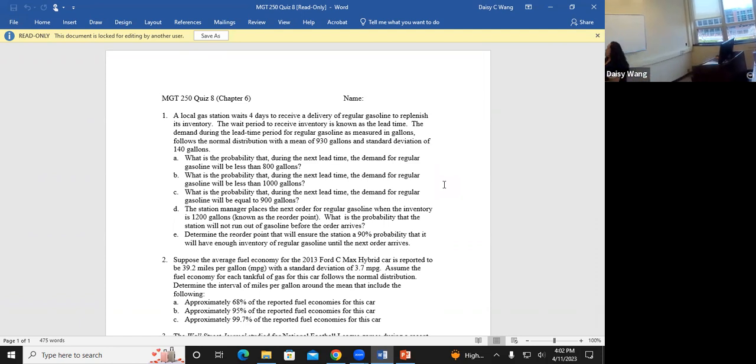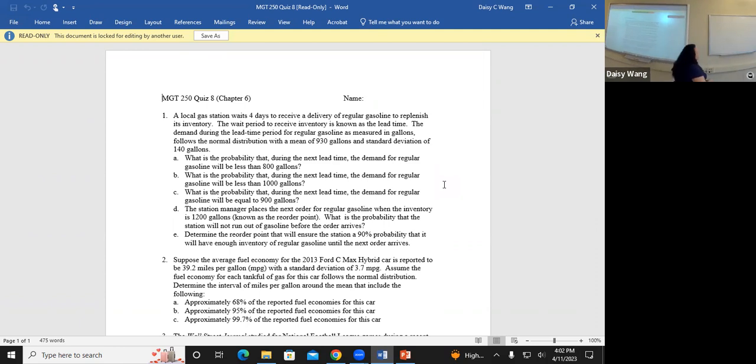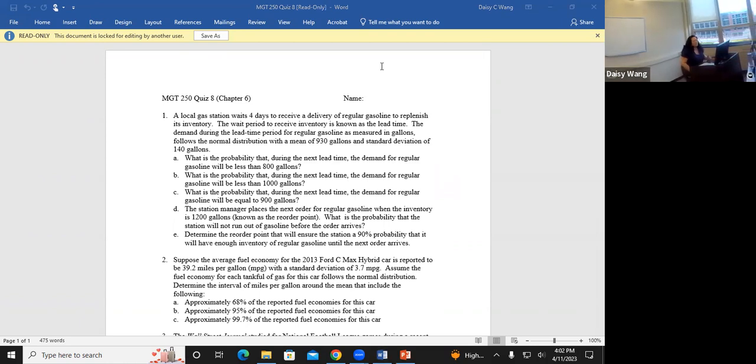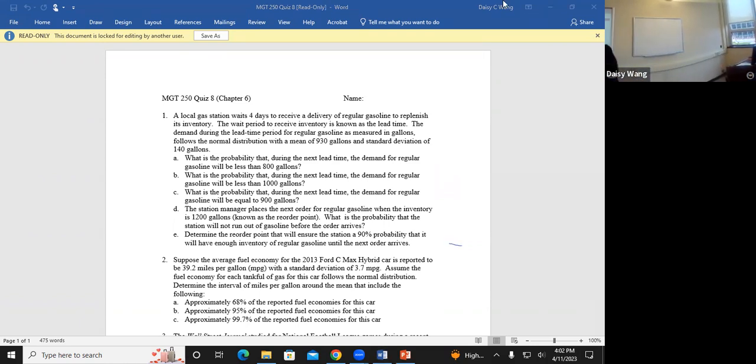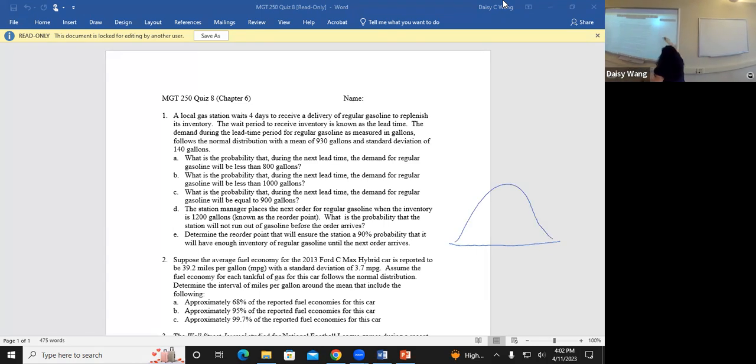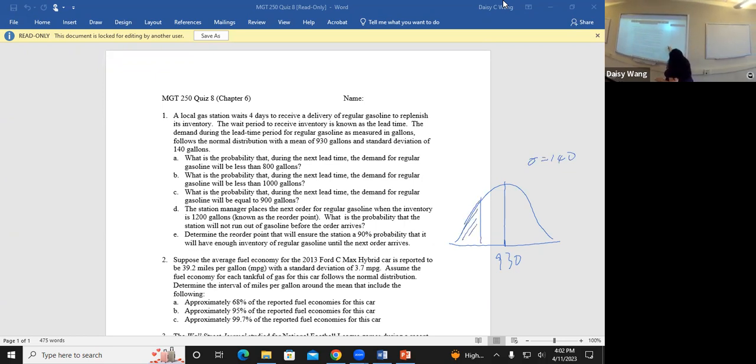So basically, what we do is, it's always easier to draw this. The average here is 930, and the standard deviation is 140. So 800 obviously is here. We want to know the probability in this area compared to the whole area.